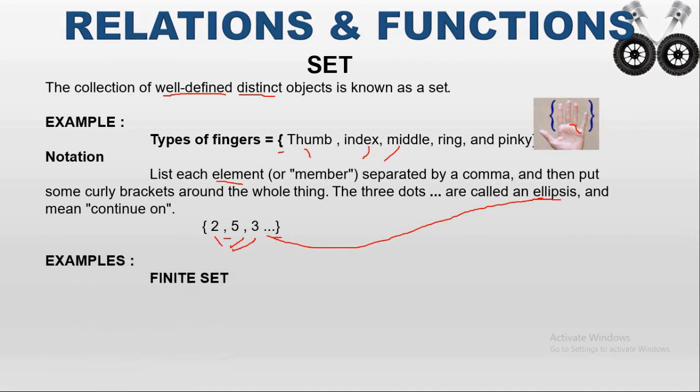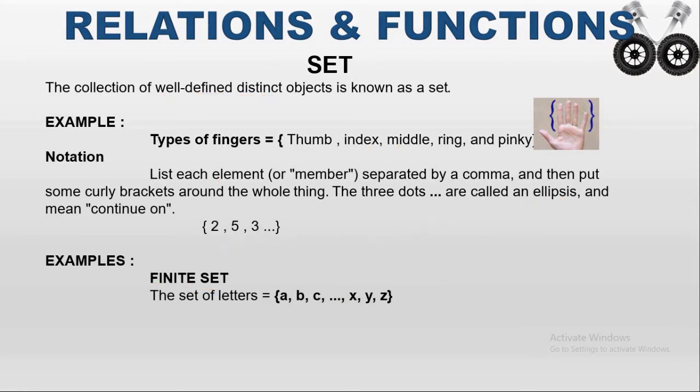For example, if I want to write a finite set, what is meant by a finite set? The set should end. For example, if I want to represent the alphabets inside a set, how can you write it? A, comma, B, comma, C, comma, then three dots. It denotes that it continues; in between C and X there are some alphabets. Then X, Y, and Z. How many alphabets are there? There are 26 alphabets. We know that the number of alphabets is 26. So that is called a finite set.